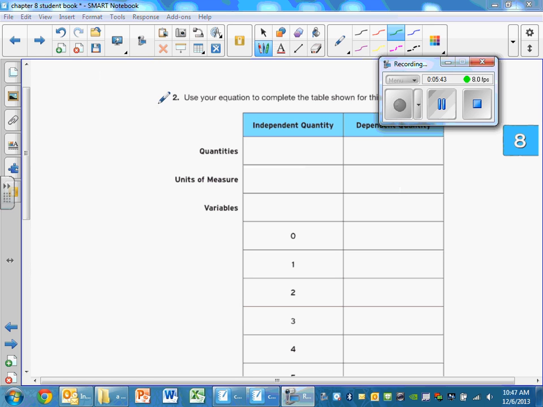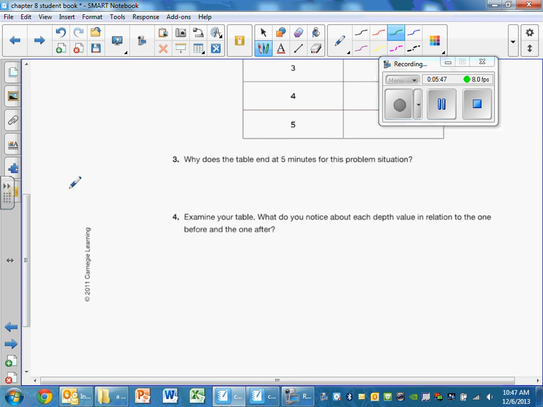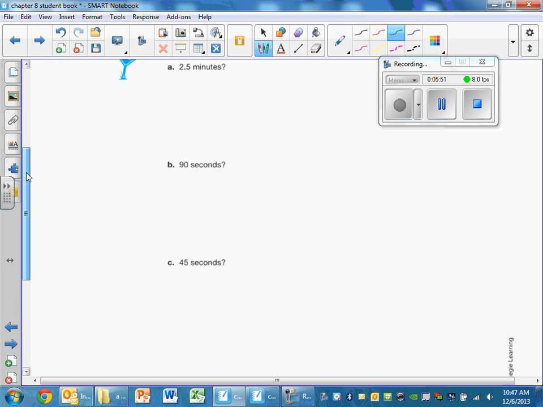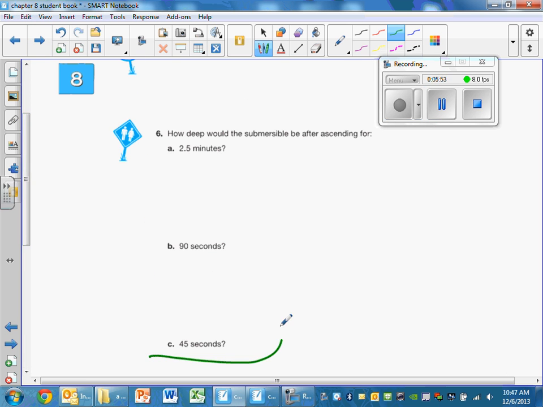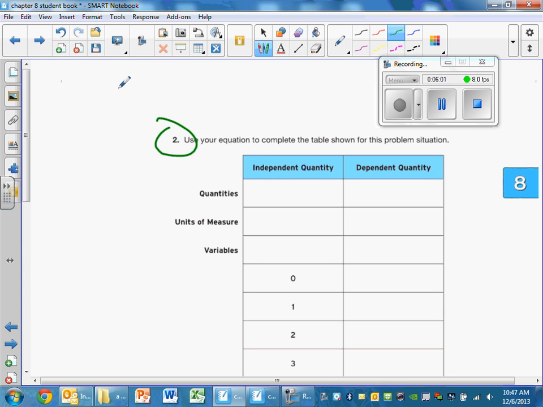All right, and for homework to bring on Monday, let's do number 2, 3, 4, and 6C. Have a good weekend.